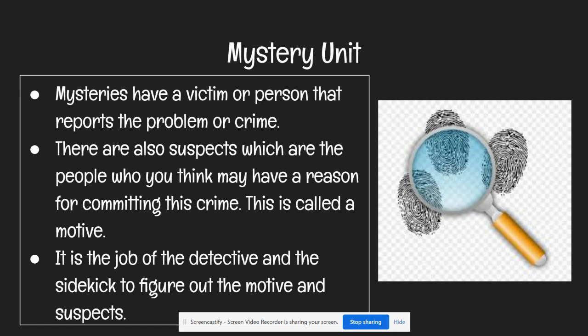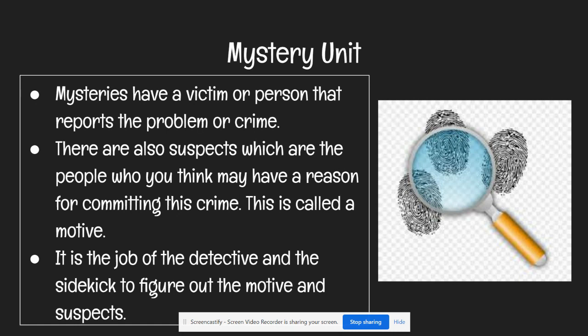There are also suspects, some of the other characters that we're going to see in these stories. And these are the people who you think, as a detective, may have a reason for committing the crime. So with these suspects, you might have a list of them, and one of them may have committed this crime or caused this problem.